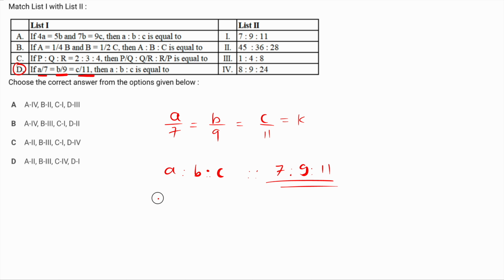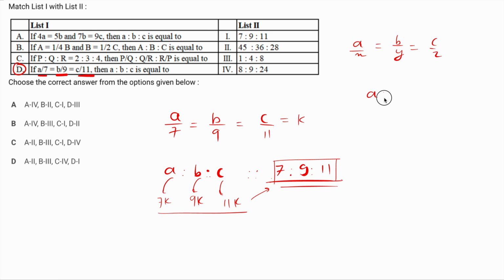So A will be equal to 7K, B will be equal to 9K, and C will be equal to 11K. If A is 7K, B is 9K, and C is 11K, their ratio is 7 is to 9 is to 11, guys. Isn't it? So remember this as a standard. Whenever you have A upon X is equal to B upon Y is equal to C upon Z, then the ratio of A is to B is to C is same as X is to Y is to Z.